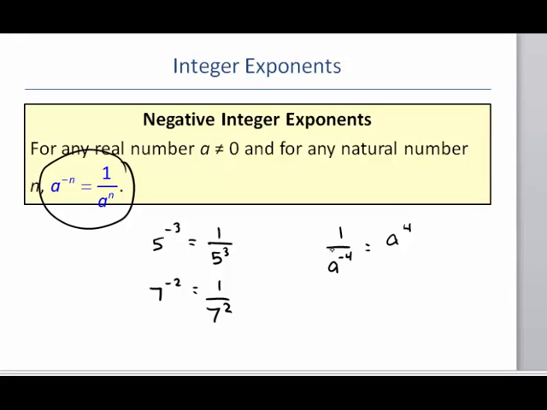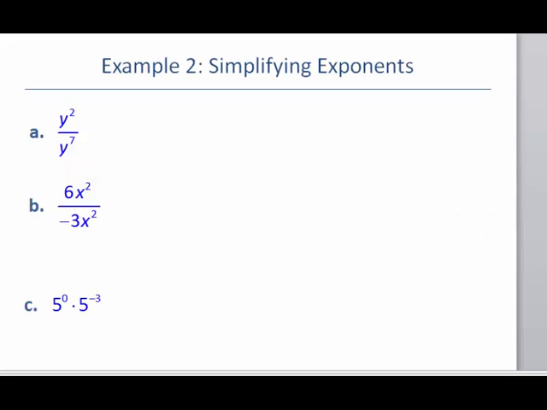So a lot of times we'll say that as you cross the fraction bar line, the sign on your exponent, whether it's positive or negative, will change. So if I move the a to the negative fourth to the top, it becomes positive. If I move this 5 to the negative 3 down, it becomes positive. And we'll look at some examples of that right now.